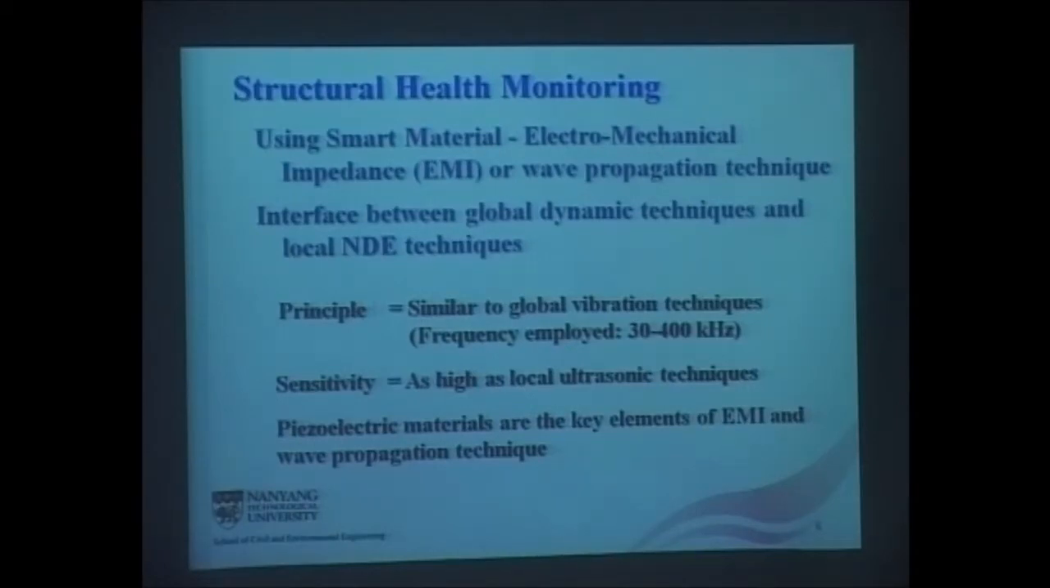Okay, the EMI technique, which we use most of the time. We are starting to work on wave propagation, but the American group, like under Professor Giurgiutiu, is ahead of us in this area. We also found that it can interface between global dynamic techniques and local non-destructive techniques. In principle, it's quite similar to global vibration techniques, except the frequency you use can be very high, up to 400 kilohertz, highly sensitive, just like local.